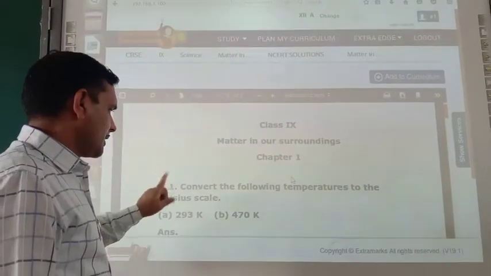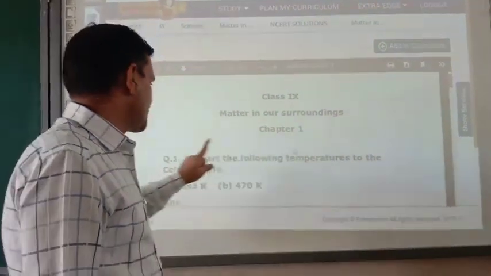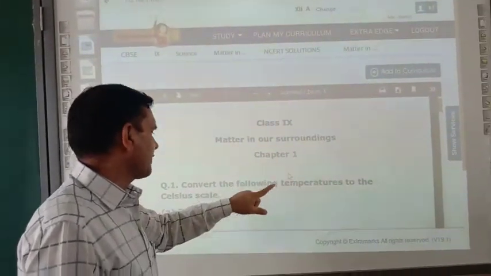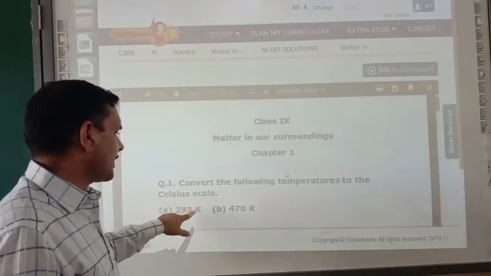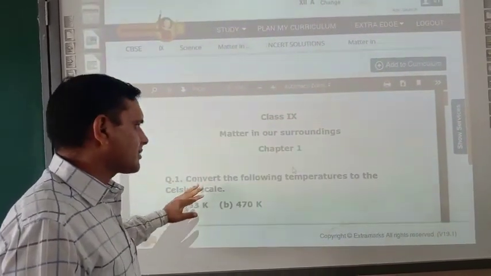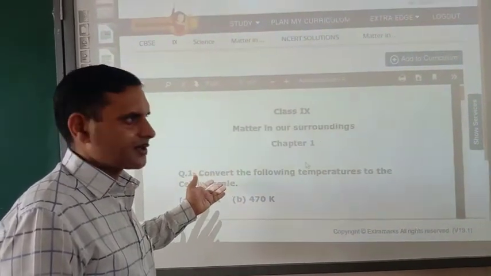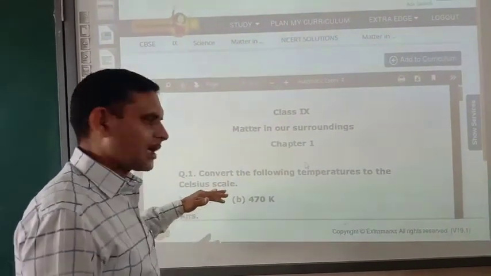The first question is: convert the following temperature to the Celsius scale. A is 293 Kelvin and B is 473 Kelvin. I will solve this one. I hope I have already given you the formula, and you can solve this one, there is no issue with that, but I will try hard to complete this also.